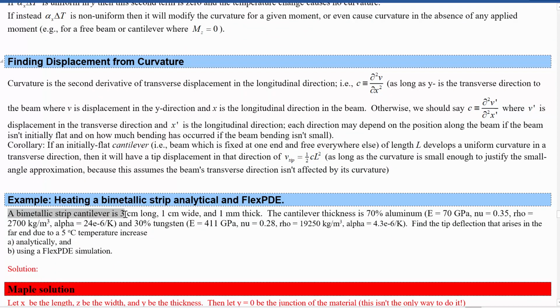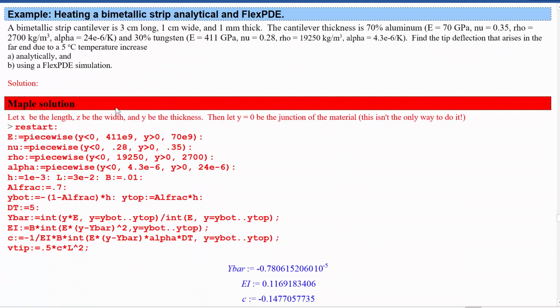Suppose we've got a bimetallic strip cantilever, which is 3 centimeters long, 1 centimeter wide, and 1 millimeter thick. It's 70% aluminum with these properties, and 30% tungsten with these properties. Find the tip deflection if we increase the temperature by 5 degrees, both analytically and using a FlexPDE simulation. First, let's do the analytical one.